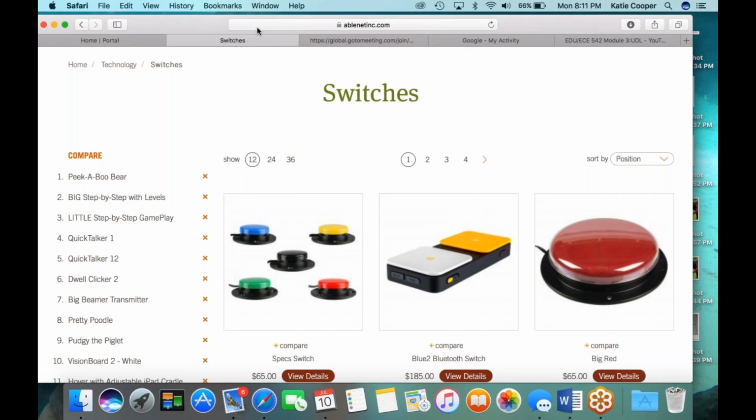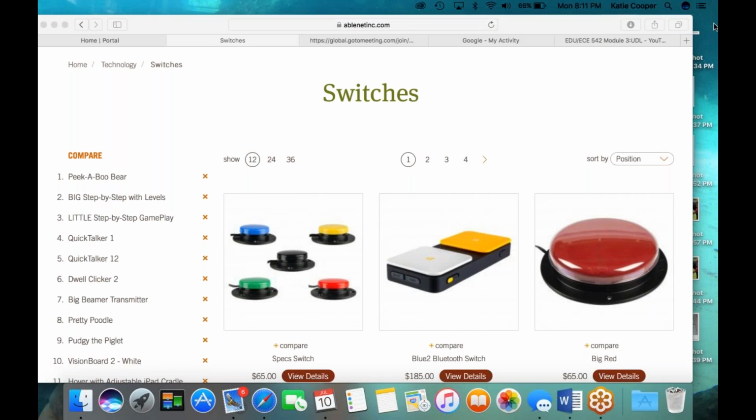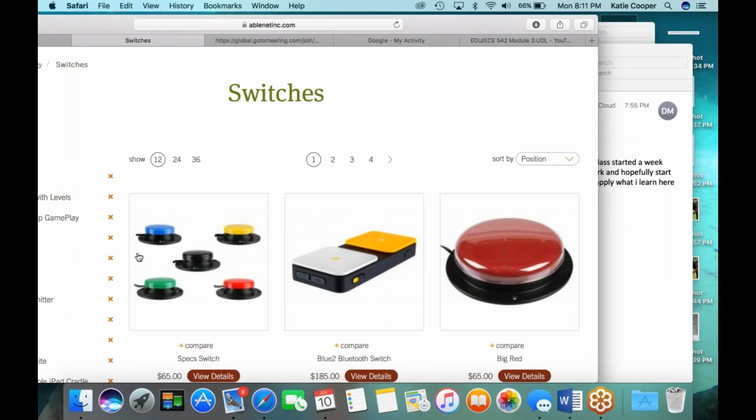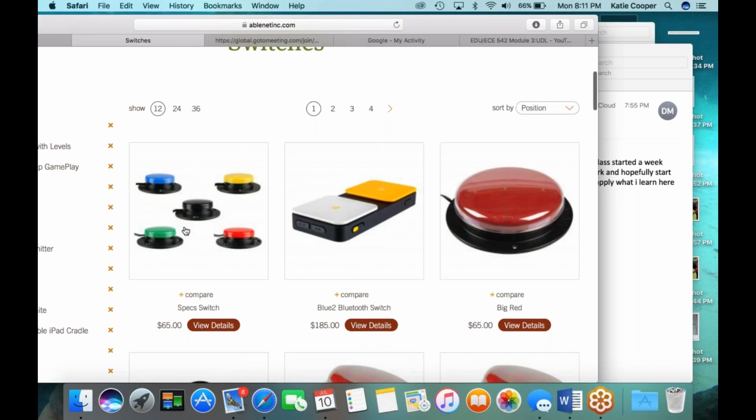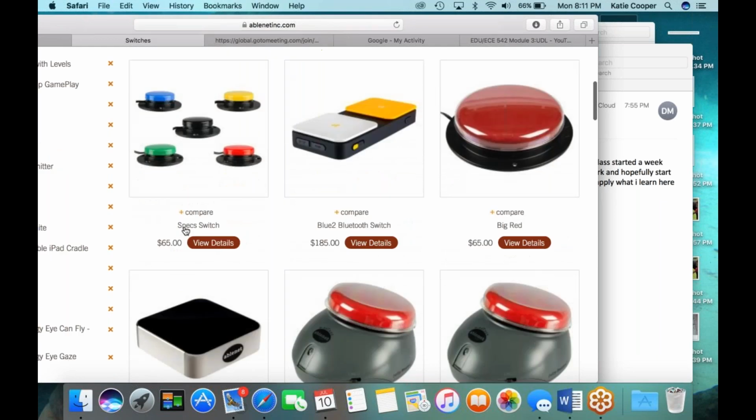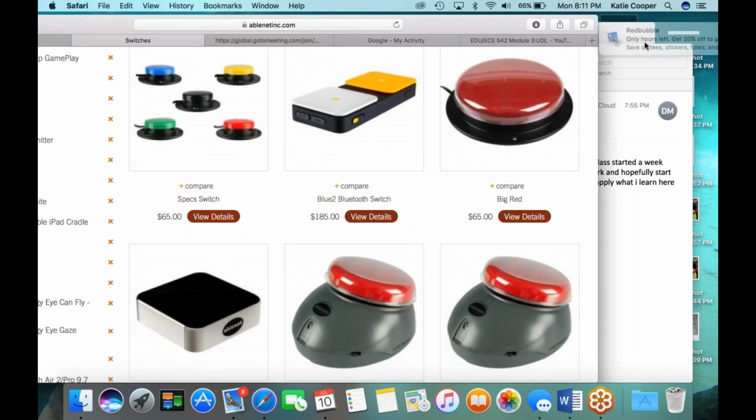So you can have these very simple single switches. These switches right here, this big red one, I think they're called spec switches. Those actually plug into a computer program. You have to use something called, shoot, I just lost the word. It's basically a little converter that you plug into the computer, and that allows it to work. It usually uses a mouse click or a space bar, but that's what that is.